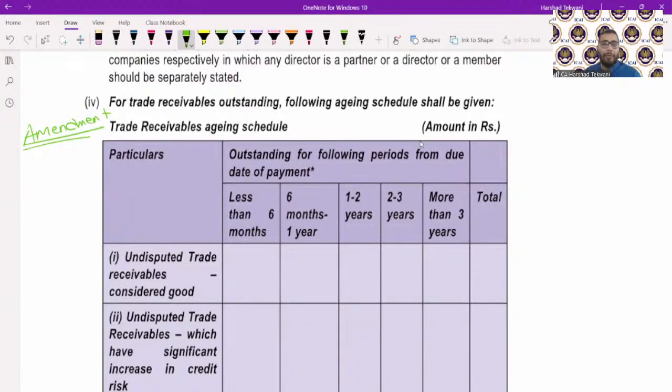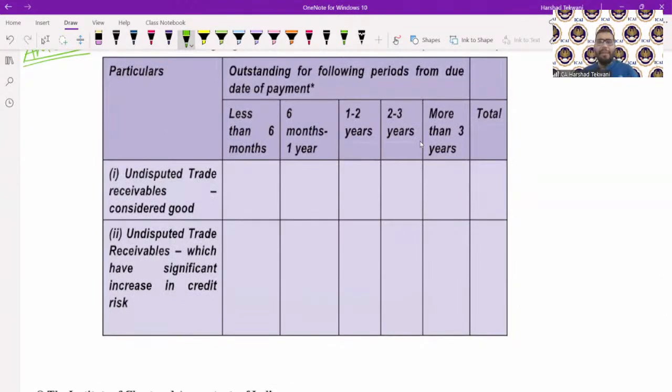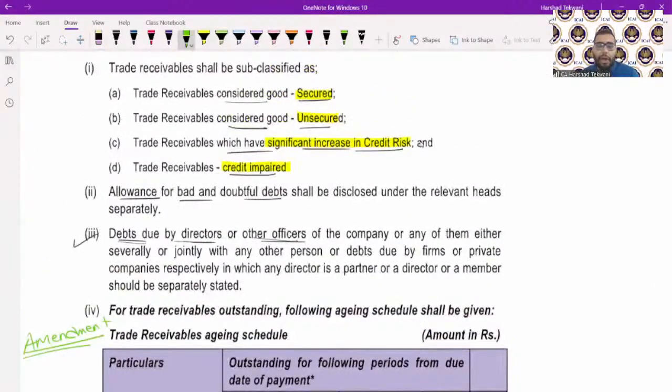For trade receivable outstanding, a schedule is required to be given. Okay, a schedule of aging is required to be given. Remember, in the previous lecture we discussed how we are required to provide the aging. What is the purpose of aging? In the same line, just your heading will differ based on these trade receivables headings. Your current heading will also differ.